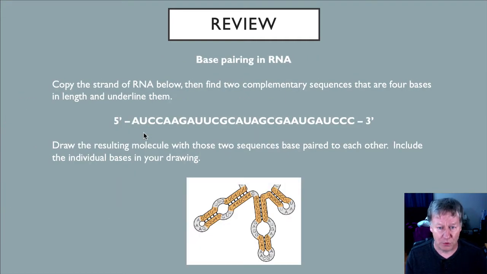One more review for us. RNA. So far we focused mainly on DNA. What about RNA? So copy the strand of RNA below, then find 2 complementary sequences that are 4 base pairs in length and underline them. Then draw the results of the molecule with those 2 sequence base pairs to each other. Include the individual bases in your drawing. So go ahead, pause the video, see what you can do, and then come back when you're ready to look at the answer.